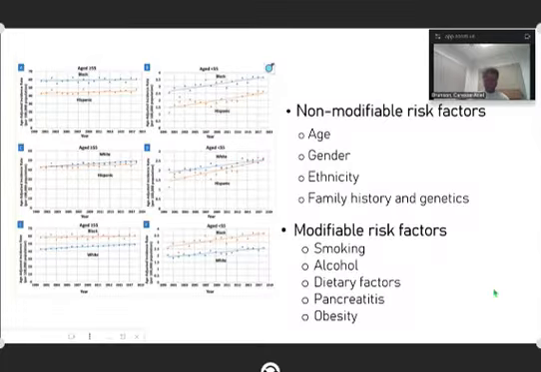The graph to the left shows a sex-specific trend in age-adjusted pancreatic cancer rates per 100,000 people among white, black, and Hispanic adults over 55 from years 1999 to 2019.